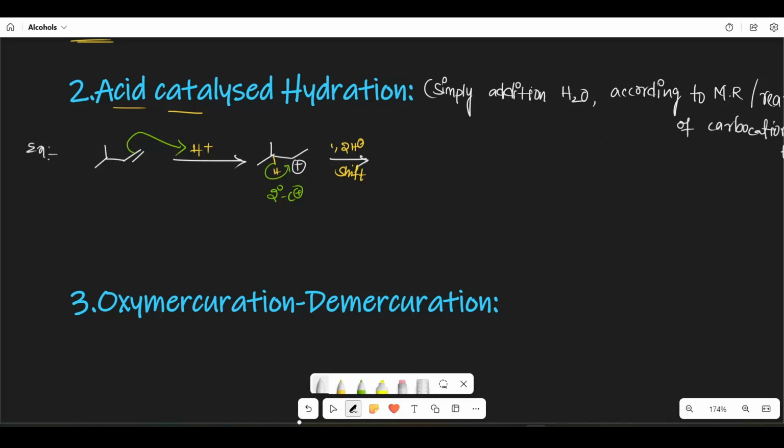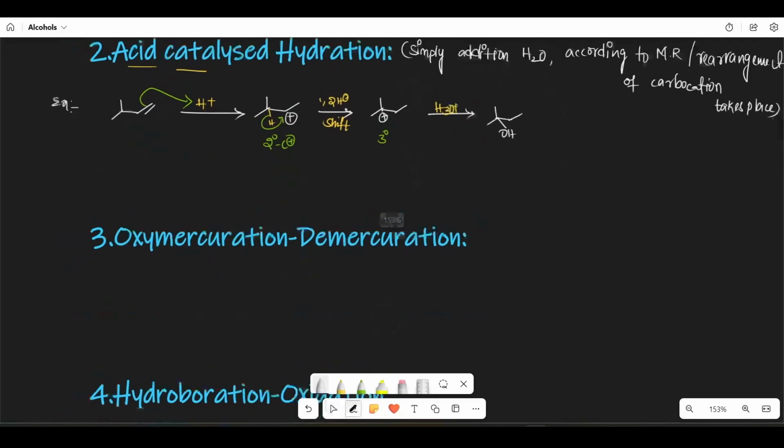So now we'll get this tertiary carbocation, which is more stable than secondary. Now let's add water over here, hydrolysis for this particular one, and we get this tertiary alcohol. So I hope it's clear. It is a simple mechanism.